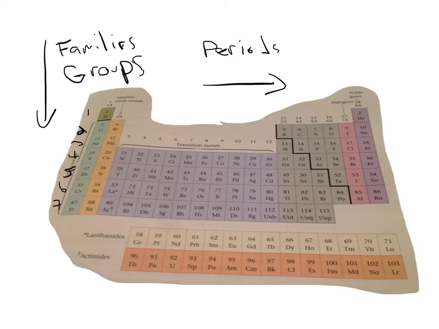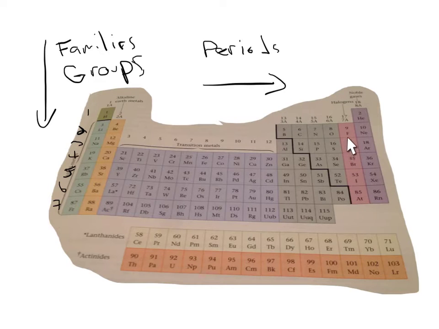Now, of the families, there's 4 that have names that are very useful that I would like you to memorize. Just remember, this is family 18. It's called the noble gases. And I often say it like that, noble gases, because they don't interact with any of the other elements. They're too good for that. And we'll talk later why they don't react, but for now, just think of them as the snobs of the periodic table.